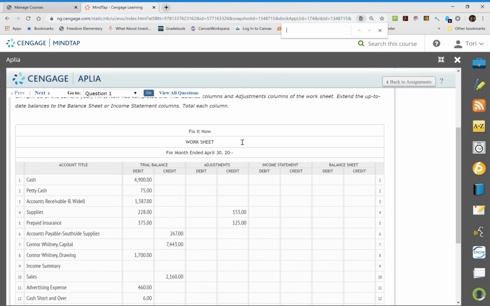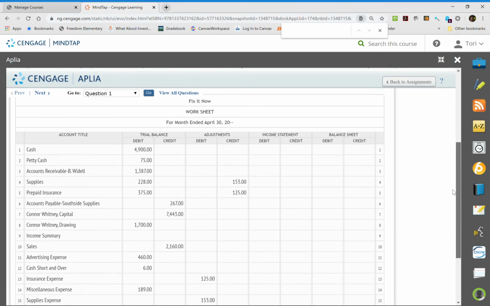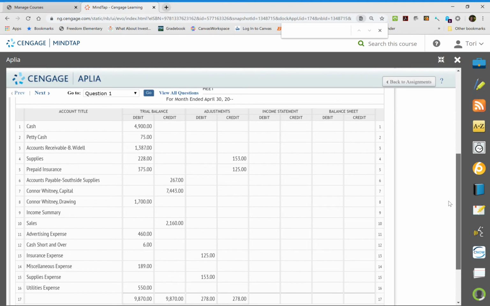6.3, we're going to go to our next step, which is transferring all of our amounts over to either an income statement or a balance sheet. Now, the real identifier is this income statement, income summary. Everything above income summary will go over to balance sheet. Everything below income summary goes to income statement.